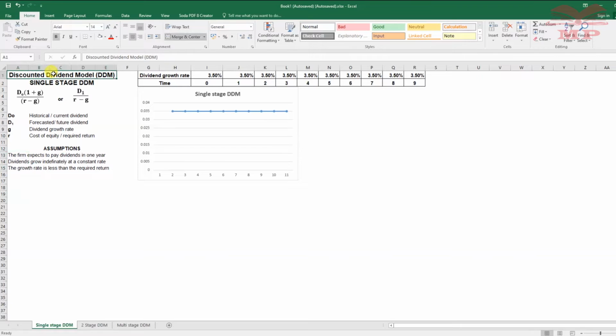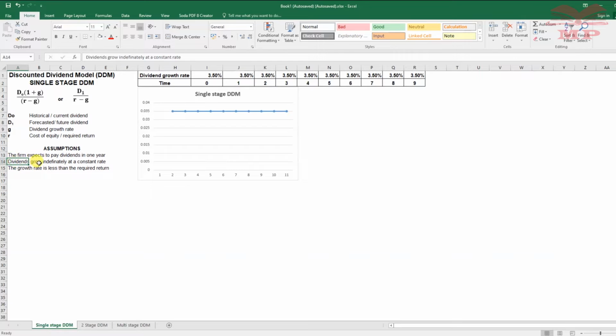Under the DDM, specifically the single stage DDM, it assumes that the firm expects to pay a dividend in 1 year. So this is the historical dividend, the D0, then 1 plus g. If I grow it by a factor of g, which is assumed to be constant, then I should be able to get the expected future dividends, and so on and so forth. So the firm expects to pay dividends in 1 year.